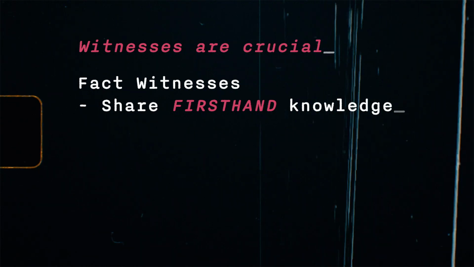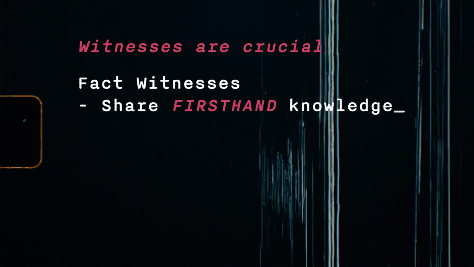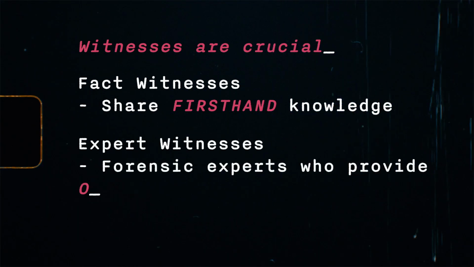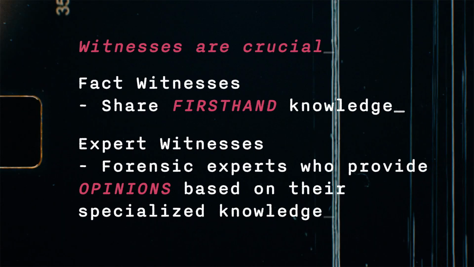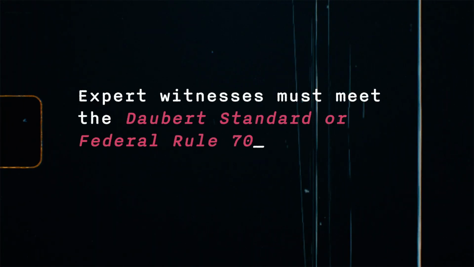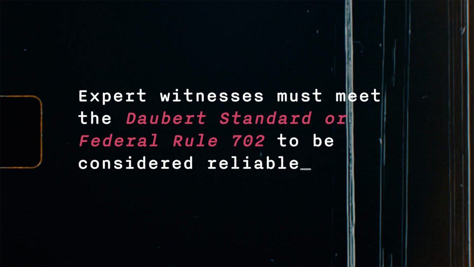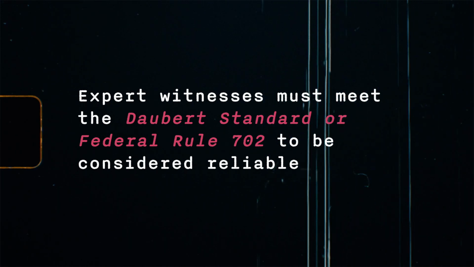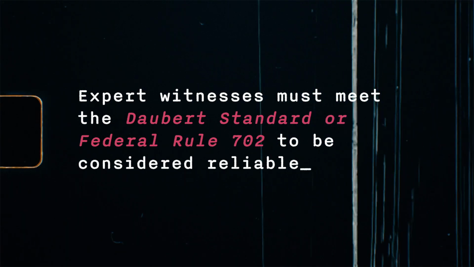In court, witnesses are crucial for building a case. We have fact witnesses, and they share first-hand knowledge. We have expert witnesses, like forensic experts who provide opinions based on their specialized knowledge. And their testimonies must meet the standards set by the Daubert Standard or Federal Rule 702 to be considered reliable.